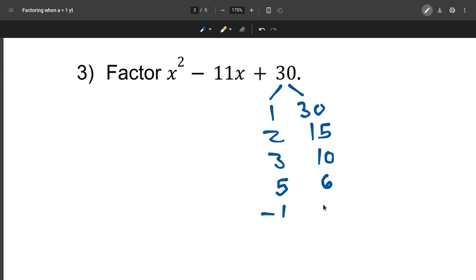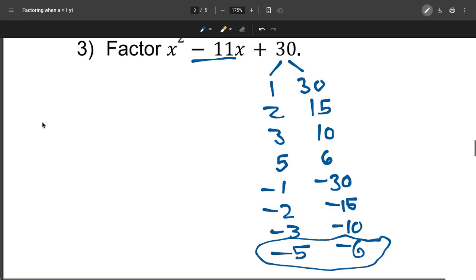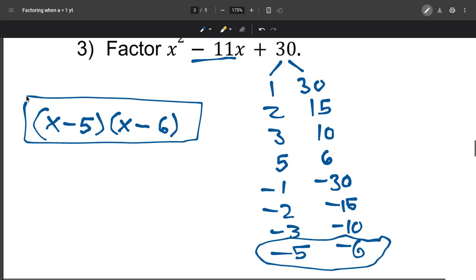I could also do the negatives here. So -1 times -30, -2 times -15, -3 times -10, and -5 times -6. Now I want these factor pairs to add to the middle coefficient, which is -11. So I would select -5 and -6, and I could write this in factored form as x minus 5 times x minus 6. And that would be my solution for that one.